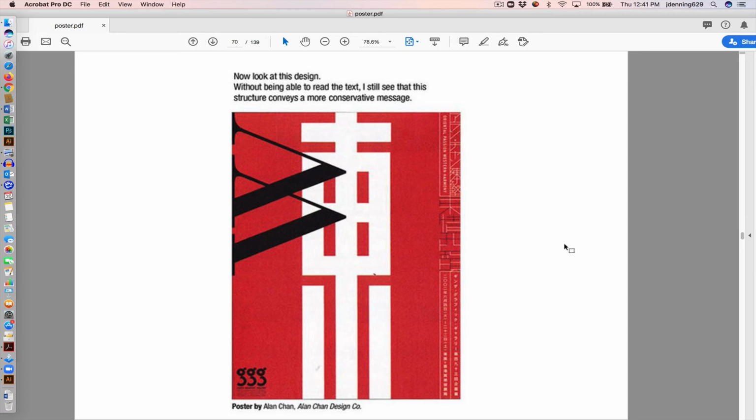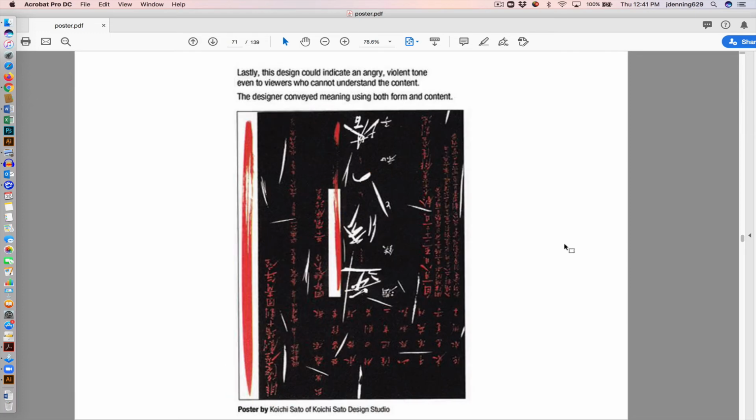Now look at this design. Without being able to read the text, I still see that this structure conveys a more conservative message. It's more powerful, in the sense that it's sort of serious. There's something serious happening in this message. And then lastly, this design could indicate anger or violence, even to viewers who cannot understand the content. So the designer is conveying meaning using both form and content.